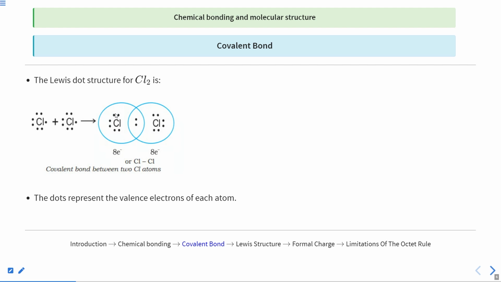If you take it half, then it would be 1, 2, 3, 4, 5, 6, and then 7. Half means 7 should be there, but it has 8 electrons. It means it is completely shared to this also. Similarly, it is completely shared to this and this also. So this is unique about this structure.